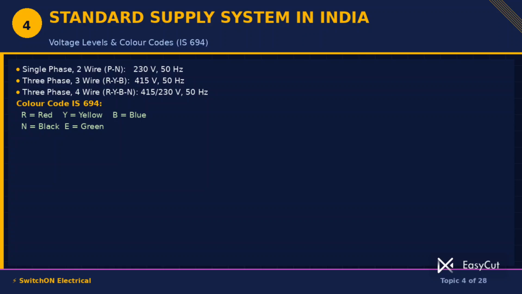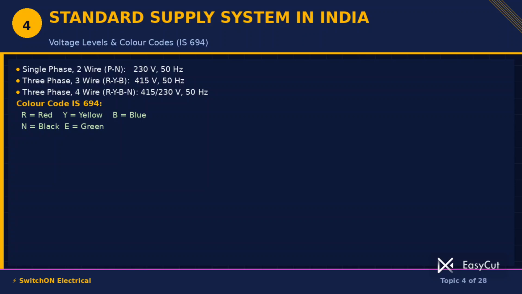And when it comes to color code, RYB will be red, yellow and blue. For neutral we use black color. For earthing we use green color. Wherever you go, please identify which line it is with the color code.